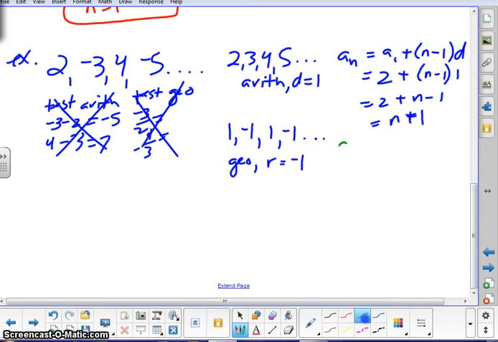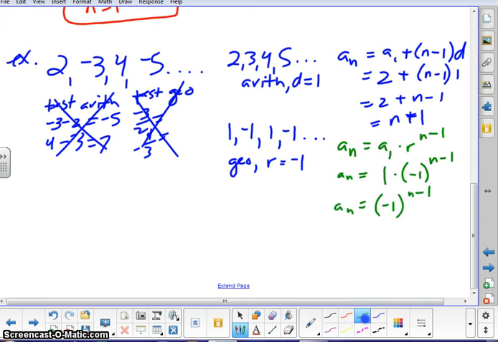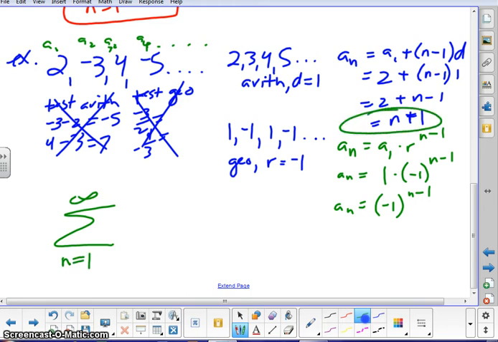So the formula for that is going to be a sub n equals a sub 1 times r to the n minus 1. First term is 1, common ratio is negative 1, so negative 1 to the n minus 1, since anything times 1 is itself. Okay, so in the sigma notation, it starts at a1, goes to a2, a3, a4, and then just keeps on going. Keeping on going means there's going to be an infinity sign on the top, and n equals 1 on the bottom.